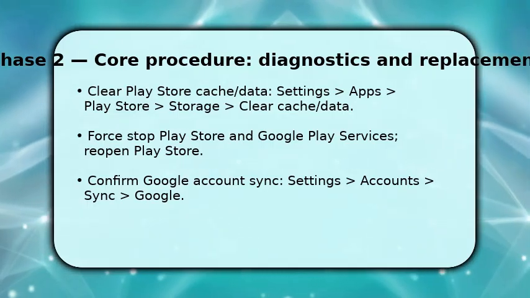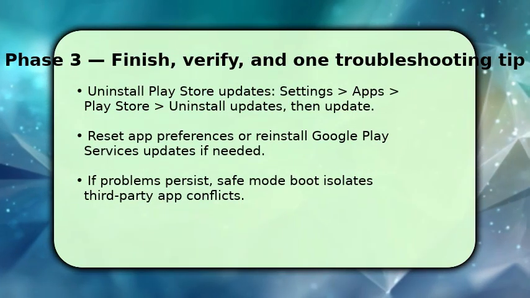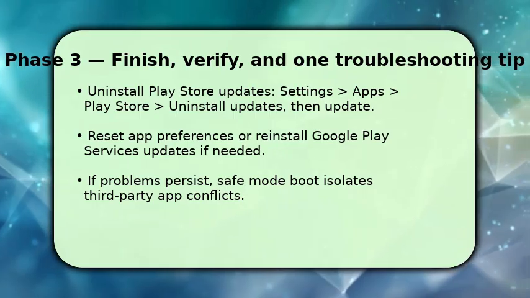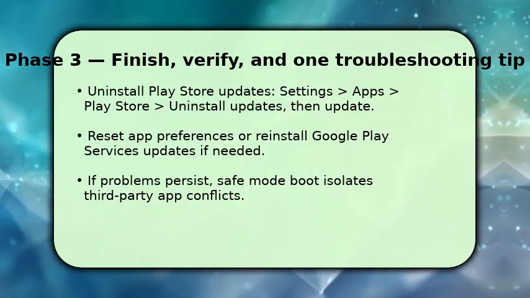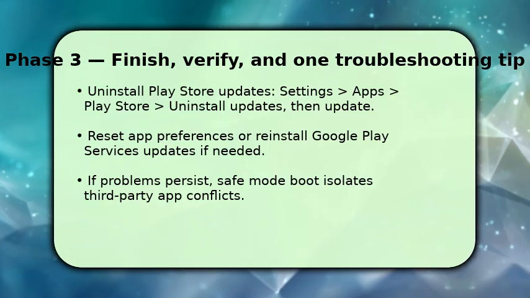To finish, roll back Play Store by uninstalling updates. This reverts to factory version, then update again from Play Store. If that fails, reset app preferences or specifically reinstall updates for Google Play services because version mismatches break functionality.